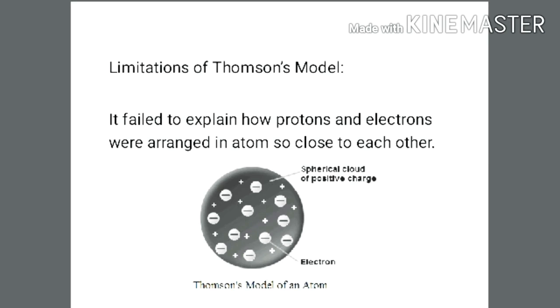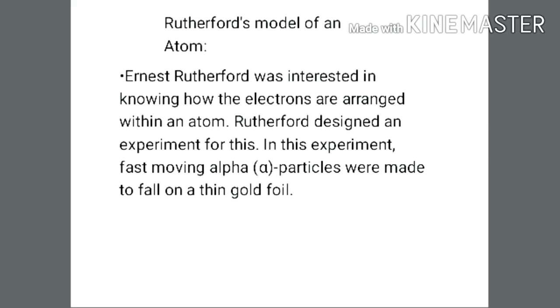So the limitations and drawbacks of Thomson's model is that it failed to explain how protons and electrons were arranged in an atom so close to each other. And here you can see a diagram showing Thomson's model of an atom.